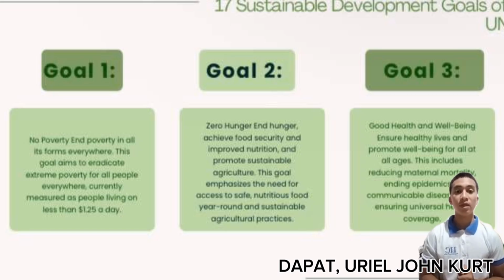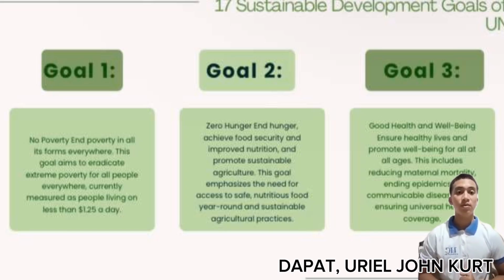This goal aims to eradicate extreme poverty for all people everywhere, currently measured as people living on less than $1.25 a day. So why does it matter? Poverty is a complex issue with far-reaching consequences, including hunger, lack of access to education and healthcare, and social inequality. So these are the strategies on how to avoid poverty: economic growth that benefits everyone, social protection systems, job creation, and access to basic services like healthcare and education.